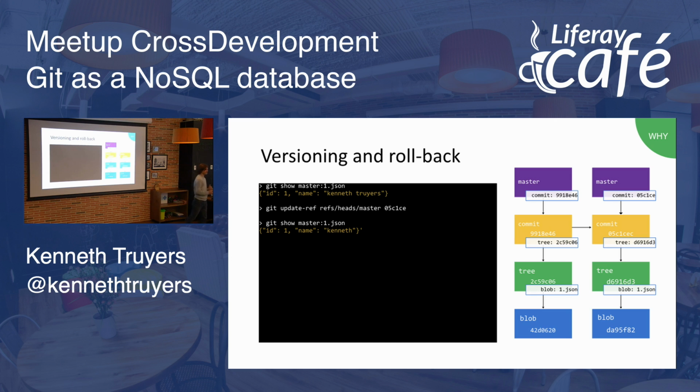Now another specific advantage for Git is versioning and rollback. That's quite obvious from Git. So if we get the current version of 1.json on the master, we can then update the master reference and then get back the previous version. And we can do rollbacks, roll forwards, and have a history of all the changes that were made over time, together with who made those changes, because all of your commits obviously also have an author.